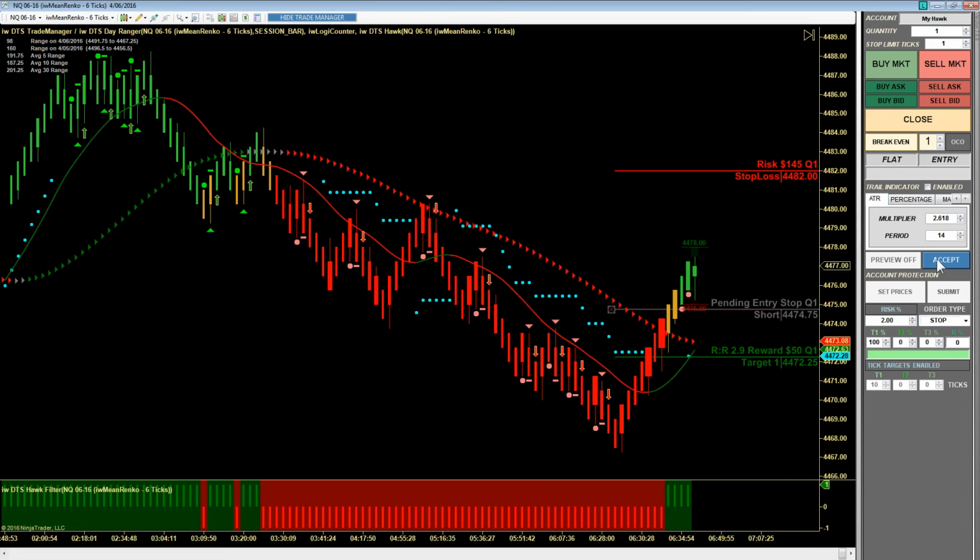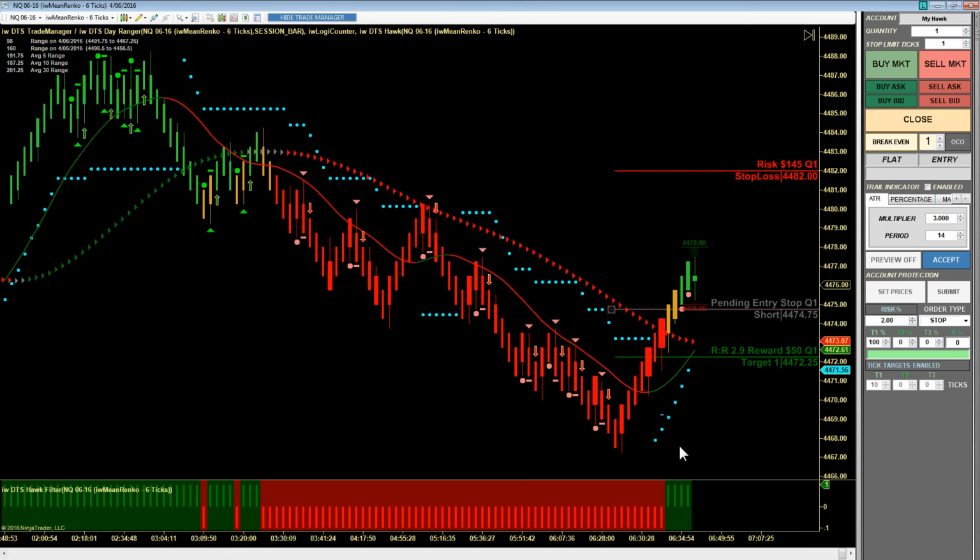These blue dots that you see here, this is the stop strategy. Right now I've set it on the ATR. You can customize each of them. You can change the parameters.